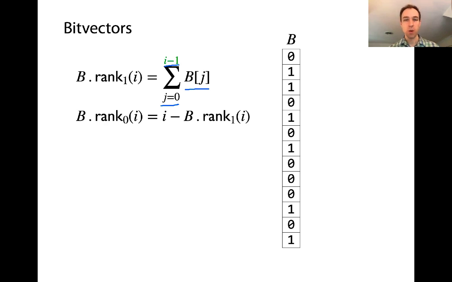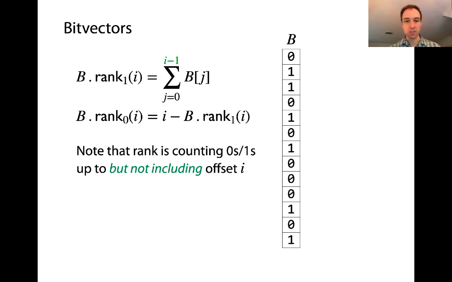So rank sub 1 of I is adding up all of the 1s that it sees in the bit vector up to, but not including, offset I, right? So this is an important caveat here, is that for rank sub 1, we're counting the number of 1s up to, but not including, if there's a 1 at offset I.